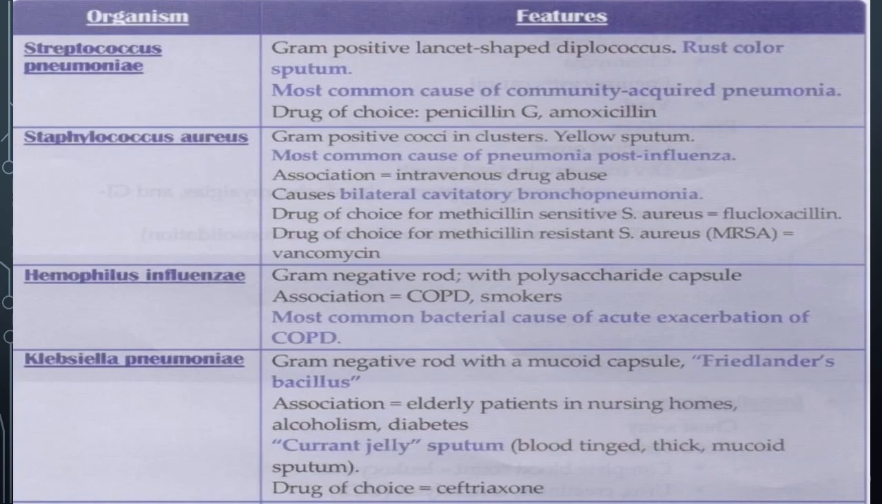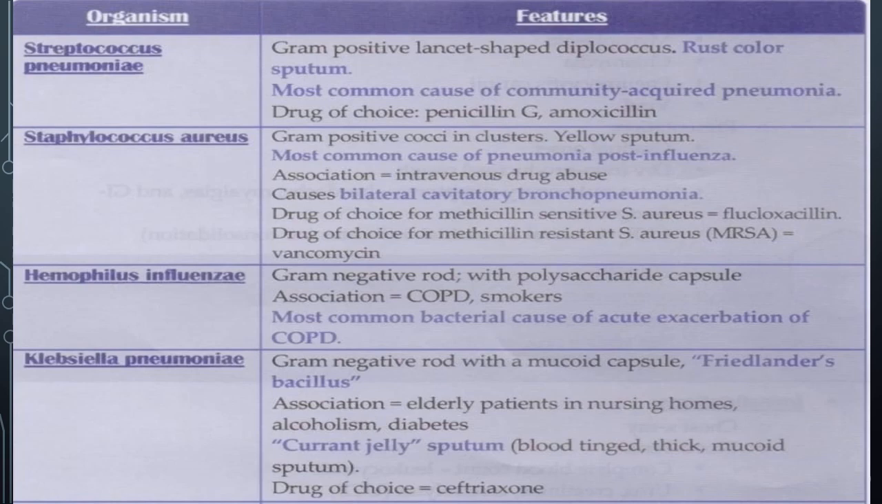Staph aureus is gram-positive cocci and it will have yellow sputum. Most common cause of pneumonia after influenza infection. It is associated with IV drug abuse and it causes bilateral cavitatory bronchopneumonia. The drug of choice for methicillin sensitive Staph aureus is flucloxacillin. However, for methicillin resistant, vancomycin is the drug of choice.